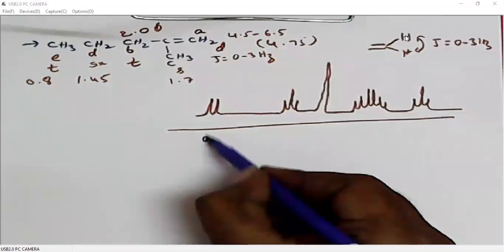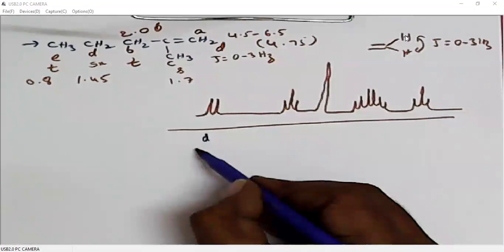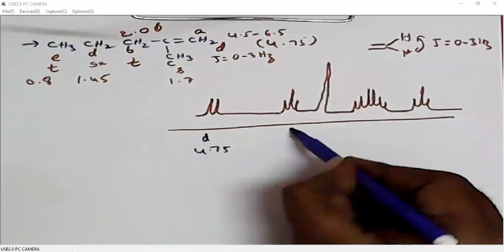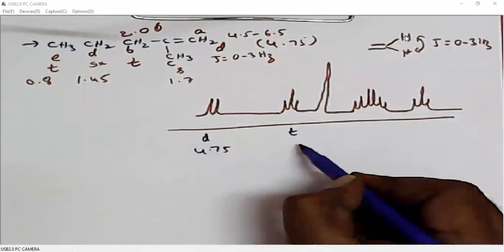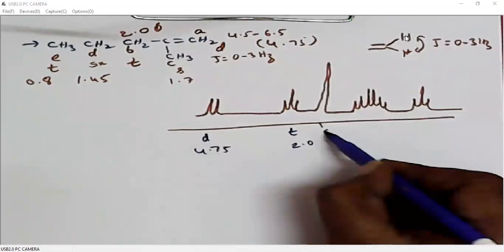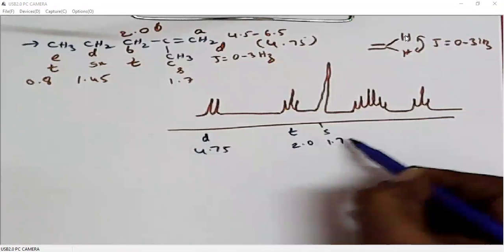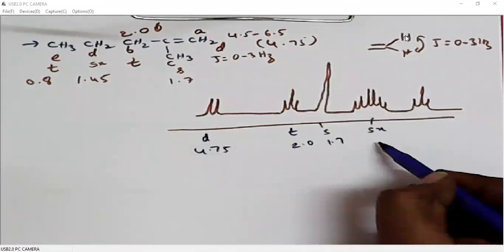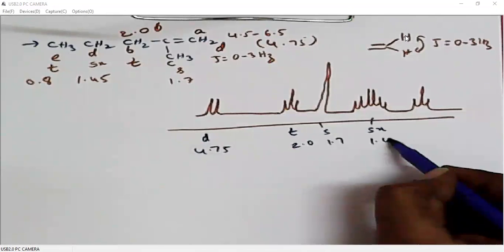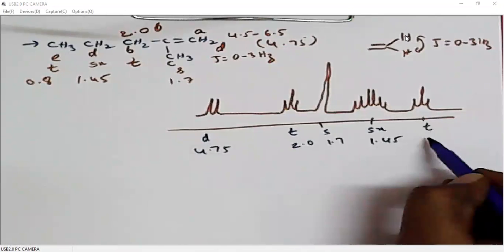So it is a doublet at 4.75. It is a triplet at 2. It is a singlet at 1.7. It is a sextet at 1.45. It is a triplet at 0.8.